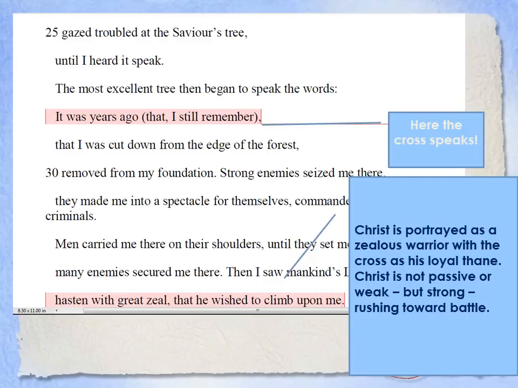And here we see where it says, "Christ hastened with great zeal. He wished to climb upon me." He's not being forced. Here, this Christ is not being forced to do anything. He's choosing. It's like when he goes onto the cross, he's running into battle. He's a brave, strong warrior. No one's going to push him around. He's choosing his destiny.